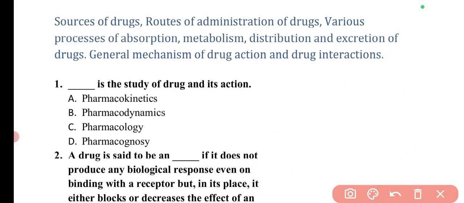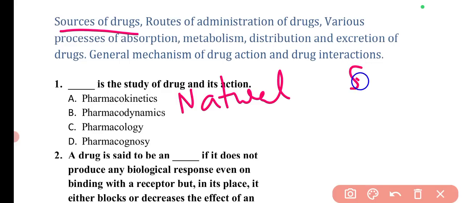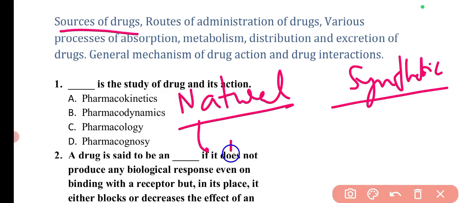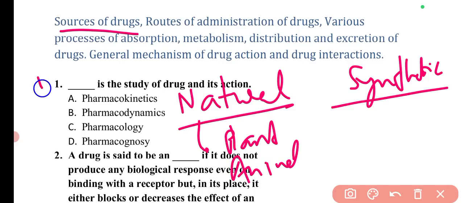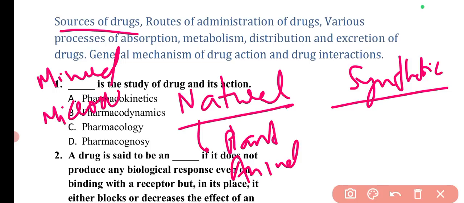Then the second part is sources of drugs. This is a very basic topic, so mostly the question won't come, but if a question comes, you should be aware of these topics. So basically sources can be natural sources and synthetic sources. Natural can be from plant, animal, or mineral sources. These can be from microorganisms as well, and also from human sources.